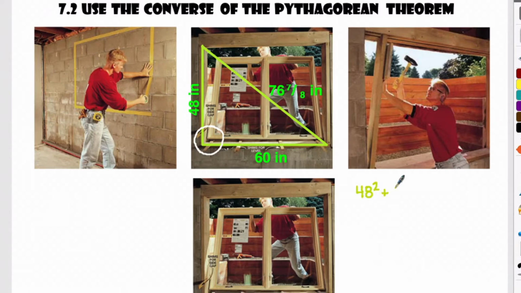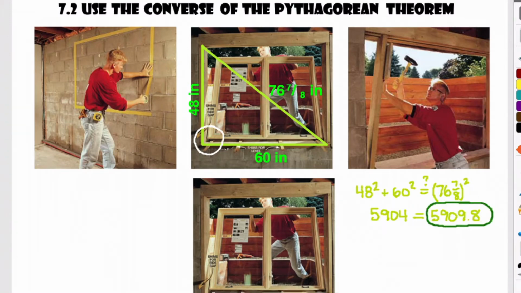48 squared plus 60 squared, does that equal 76 7/8 squared? Well, 48 squared plus 60 squared is 5,904. And 76 7/8 squared is 5,909.8 approximately. So what I'm seeing is that the 76 side is just a little too big, isn't it?